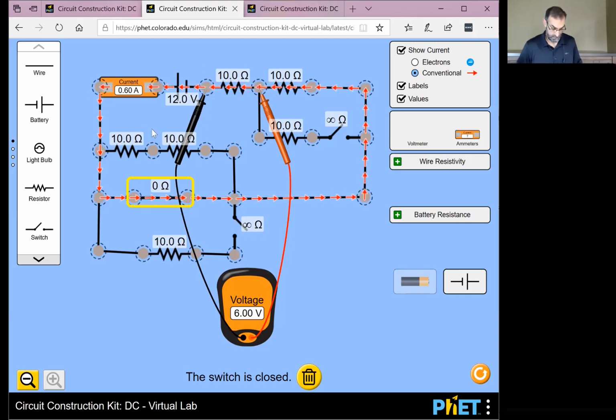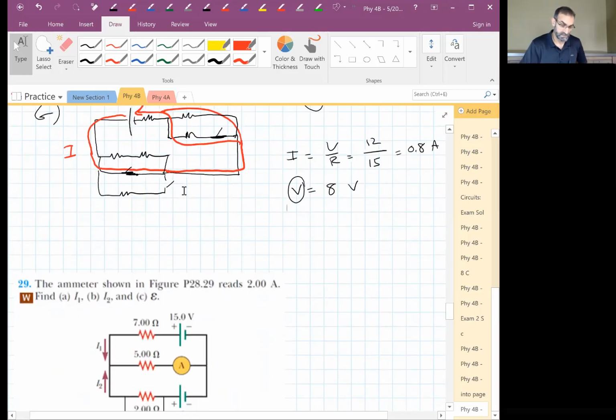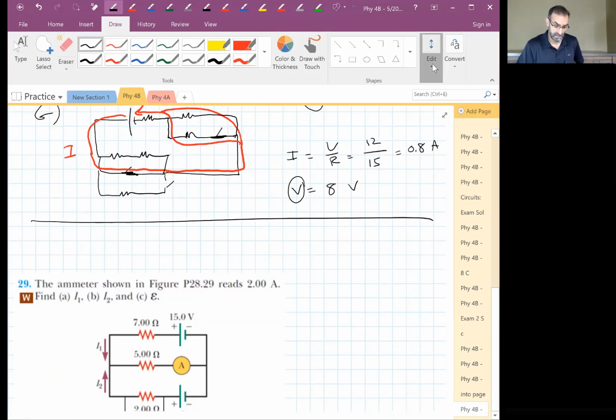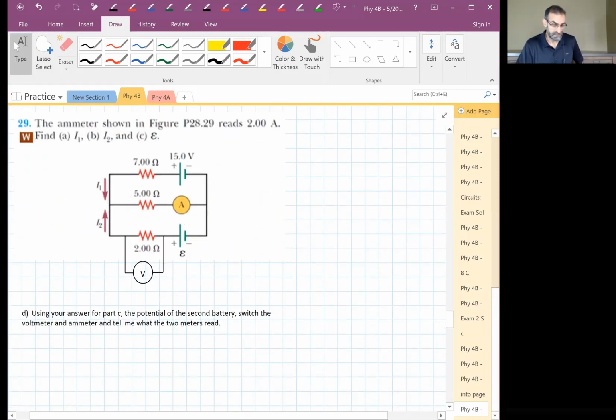All set. Okay, let's keep moving. All right, we've got a circuit. They're telling us that the ammeter reads 2 amps. They want us to find I1, I2, and the potential on that second battery.